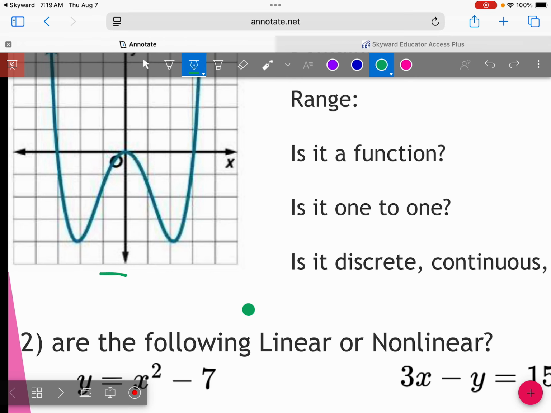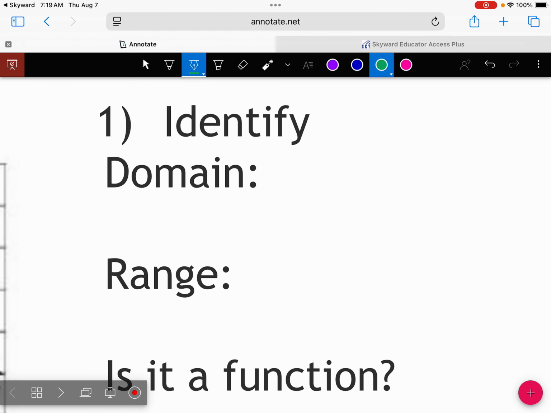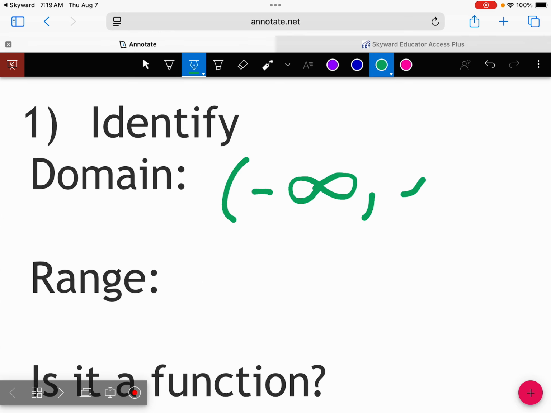So think about it this way. Does it ever stop going left? And does it ever stop going right? How far left and right does it go? From negative infinity to positive infinity. There is nothing stopping it. It goes all the way over. Negative infinity to positive infinity. And so we write it like this.